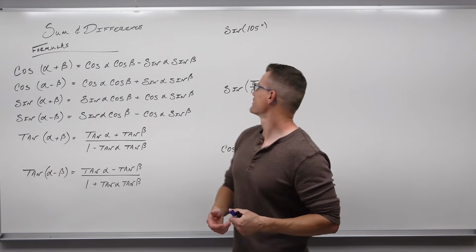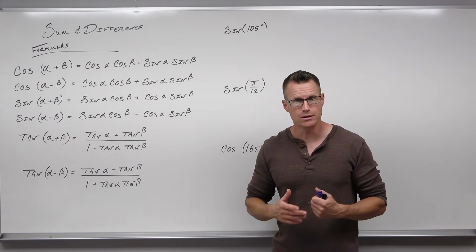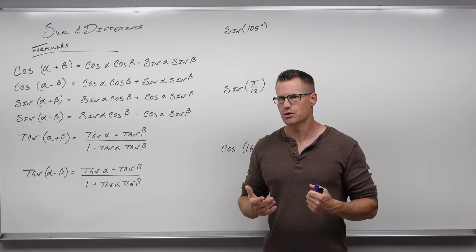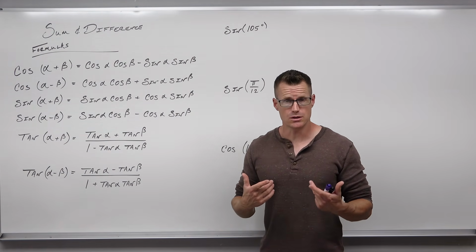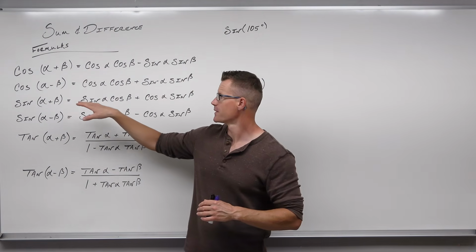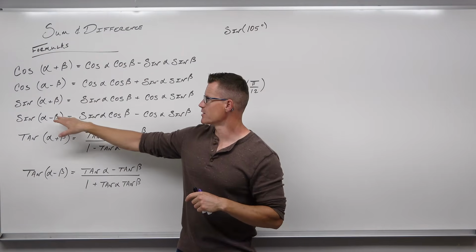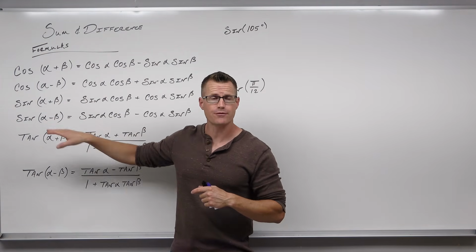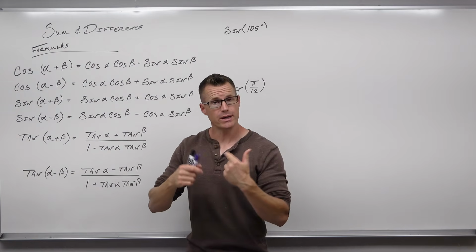So if we have something like sine of 105 degrees and they want an exact solution, how in the world do you do that? Because that's not on your unit circle. 105 degrees isn't there. So here's something we can do. If we can represent that angle as either a sum or a difference of two angles that are on your unit circle, well, then we can break it up.